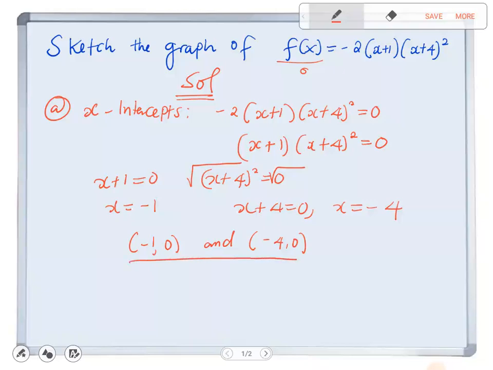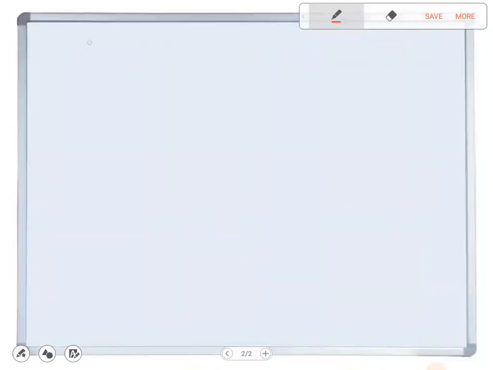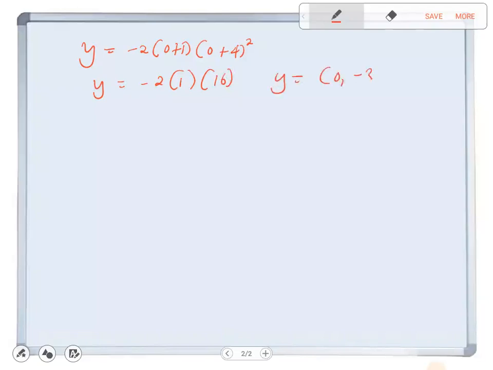Then stage 2 is we need to find our y-intercept, which is quite easy. For the y-intercept, where there's x, we put 0. So where x is equal to 0, find y. We let y be equal to -2 here, (0 + 1), then (0 + 4) squared. So this will be -2, then 1, then this will just remain as 16, because 4 squared is 16. So our y-intercept is (0, -32).